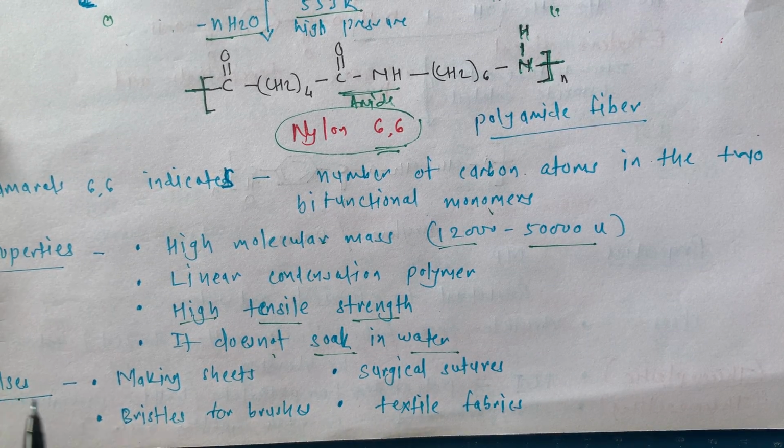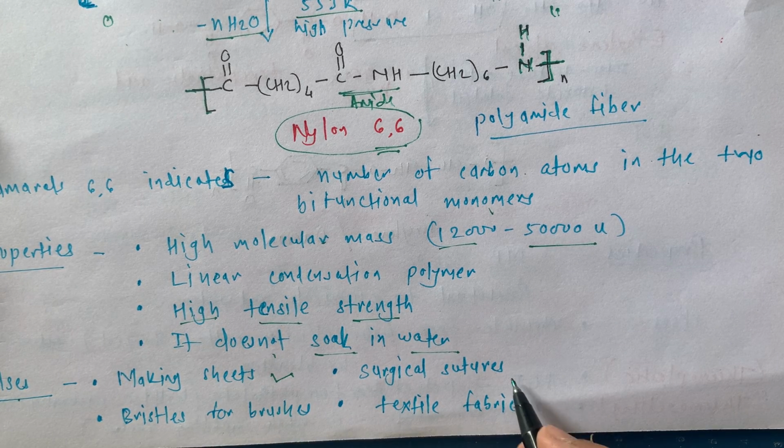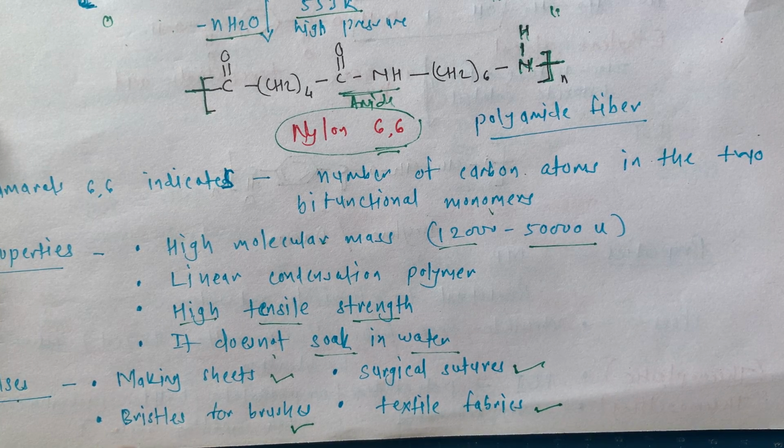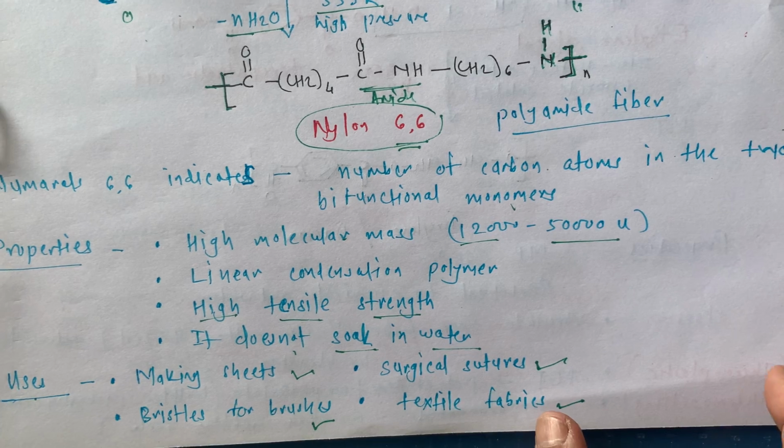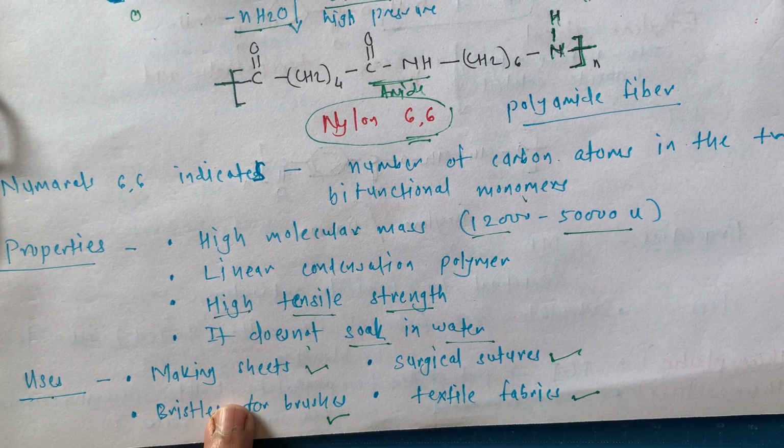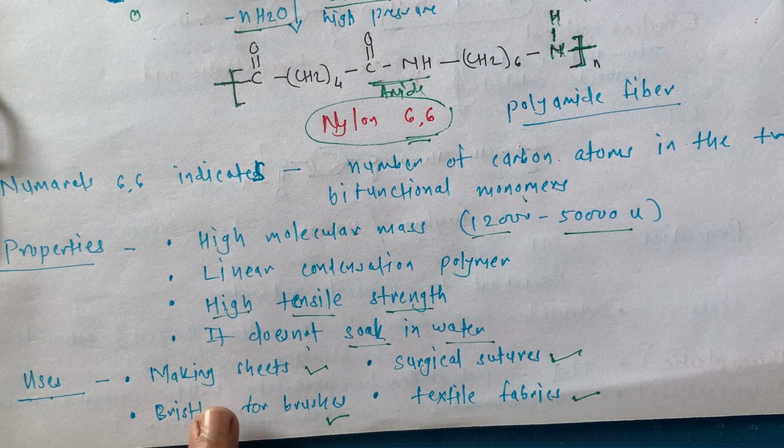Okay, then uses: making of sheets, surgical sutures, bristles for brushes, textile fabrics. Okay, these are the uses of nylon 66. See, when in the examination you have to write a very particular use, don't mix it, please don't mix it.